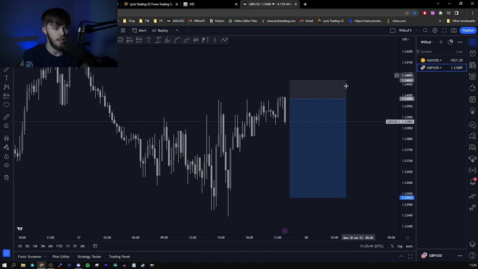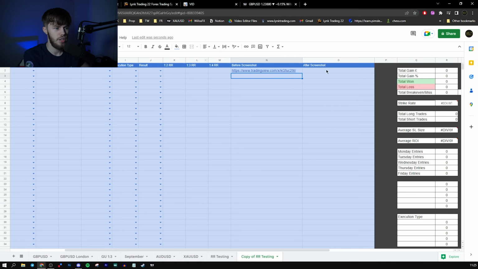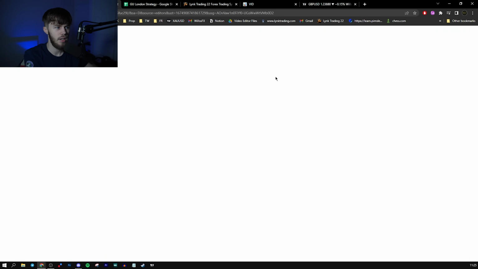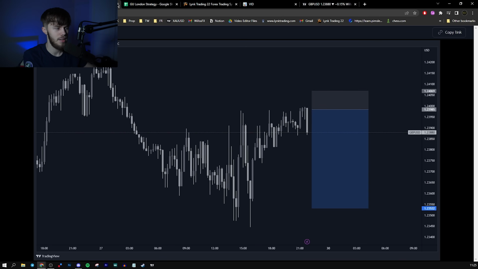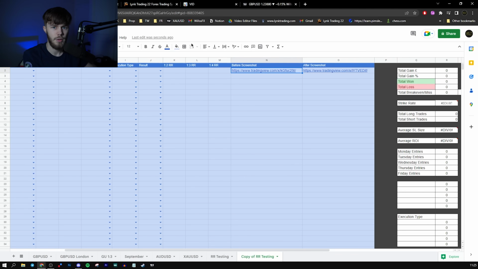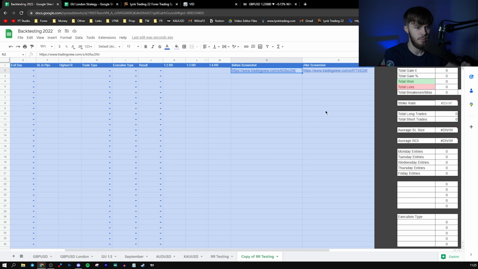And let's say it played out and we made profit or whatever. You then screenshot the trade after, and pop that in there too. So then anytime you can see, okay, what was this setup? Oh, that was the setup. There was the before, there was the after. Simple as that. Quite self-explanatory.